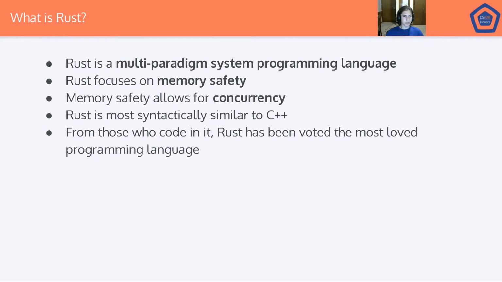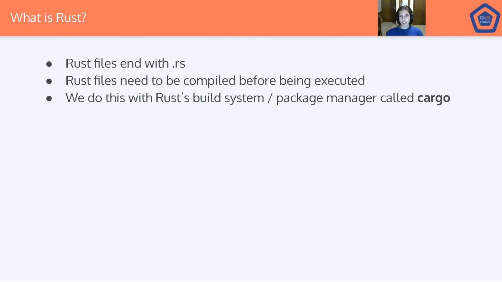So let's talk a little bit more about Rust. All of the Rust files that you're coding in are going to end with .rs. Of course, that's going to mean it's got Rust code inside of it and it's executable, etc. Rust files do need to be compiled before being executed, and we do this with Rust's built-in build system / package manager that we call cargo.